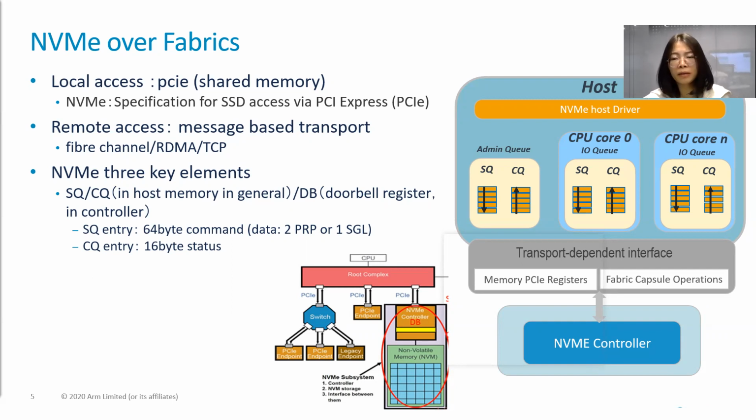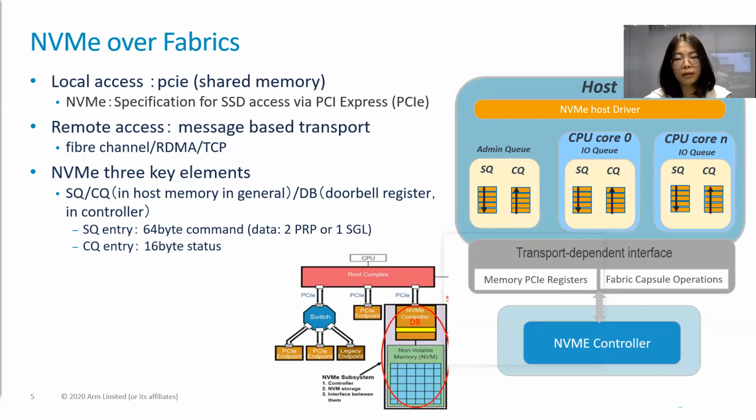The three key elements of NVMe are the submission queue, completion queue, and doorbell register. The submission queue is a circular buffer used to hold NVMe commands, and the completion queue is to hold the completion status of each NVMe command. A submission queue and completion queue pair can be set in the host memory or in the NVMe device, but in most cases we set it in the host memory.